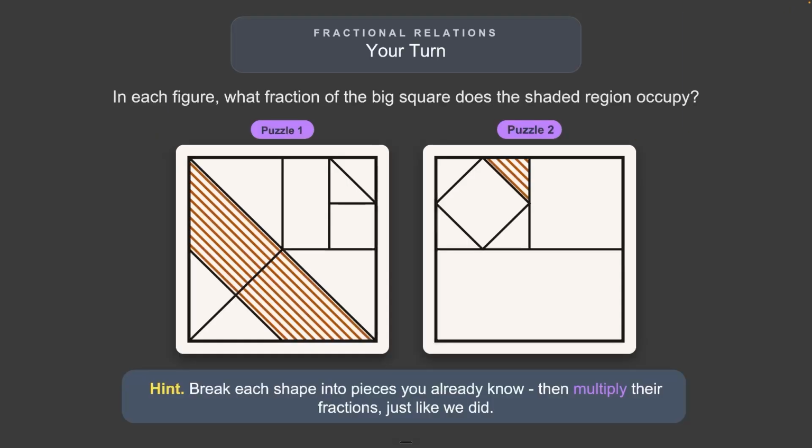Here's your turn. So we've got 2 puzzles here on the screen for you. Break each shape into pieces you already know, then multiply the fractions just like we did.